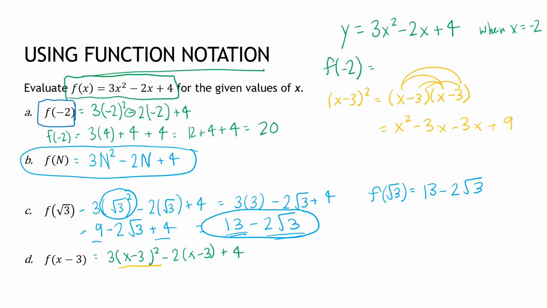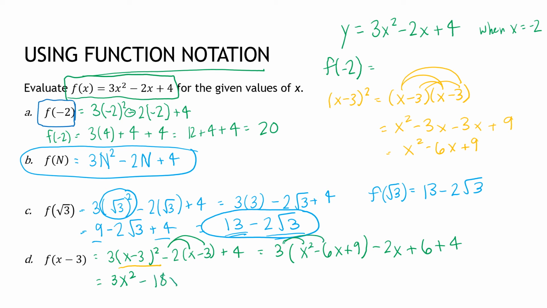So down here I actually have 3 times, and I'm going to simplify this guy up here to x squared minus 6x plus 9. So that is x squared minus 6x plus 9. Then I have minus 2x, and I have minus 2 times minus 3, which is plus 6, and then plus 4. And now I have to distribute the 3. So 3 times x squared, 3 times minus 6x, 3 times 9, recopy everything else, and now combine like terms.